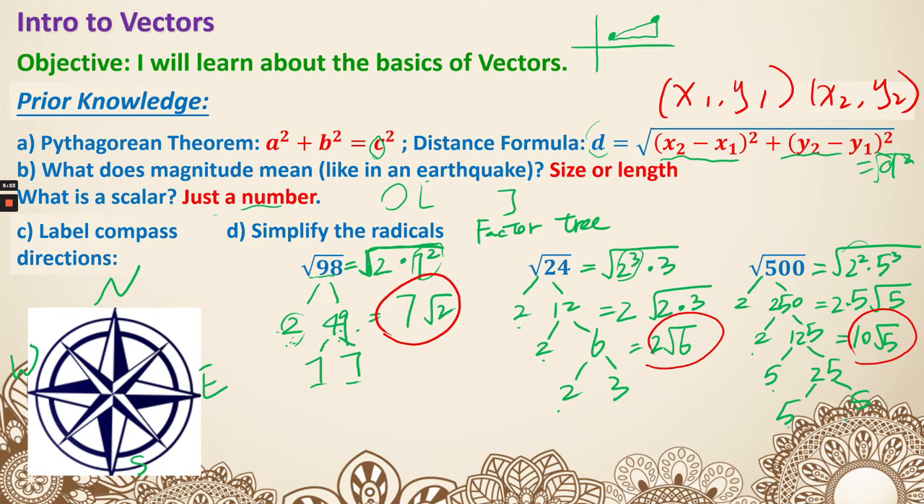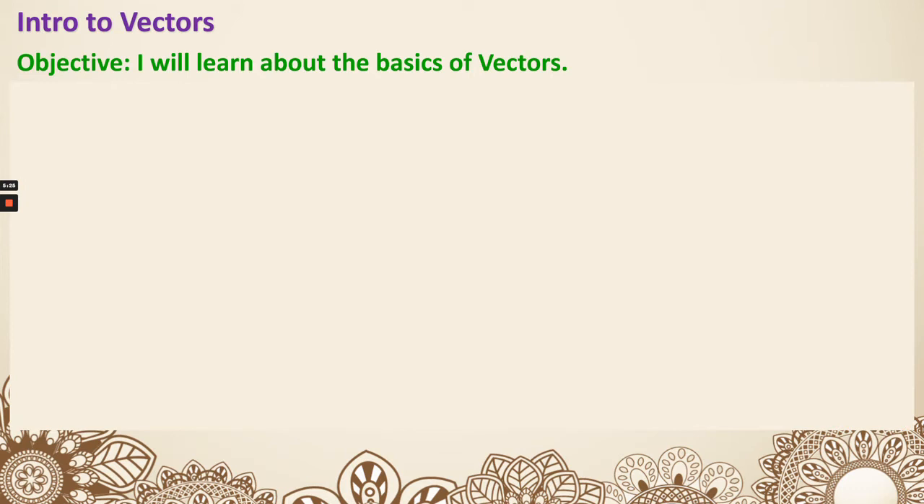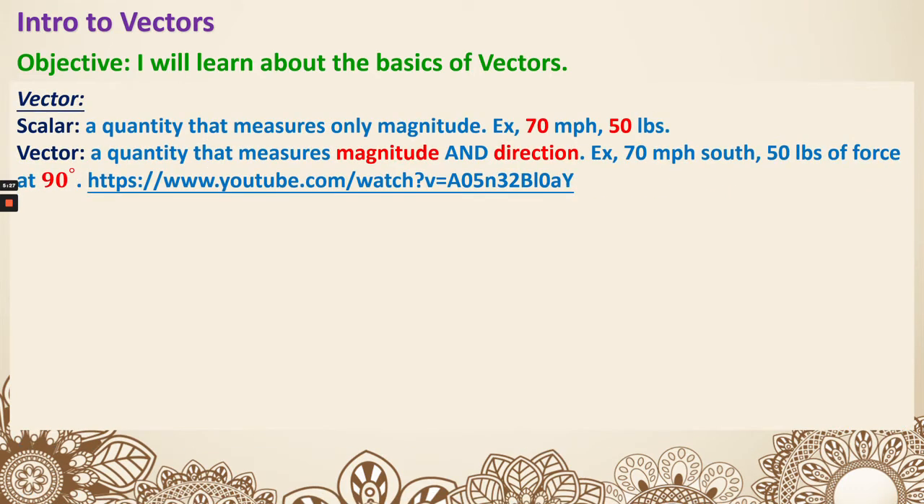Now let's get to the definition for vectors. Vector in comparison to scalar. Scalar is a quantity that measures only magnitude. So basically that means we need the number. We need to know how fast something is, so 70 miles per hour. We need to know how heavy something is, 50 pounds.